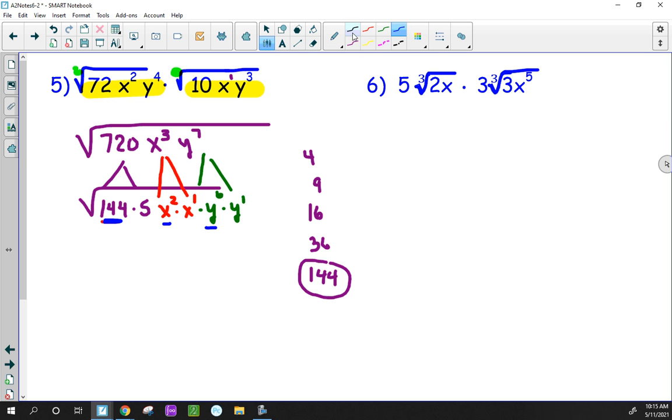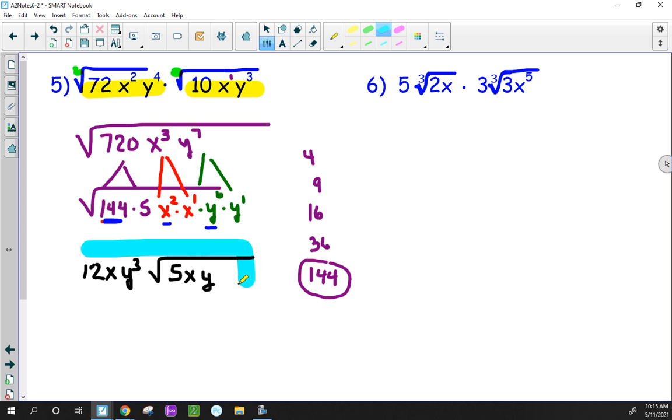Okay, so we are ready to answer. Square root of 144 is 12. 12 times itself is 144. The square root of x to the second is x to the first. The square root of y to the 6th is y to the third. We copy down our radical. Anything that's not underlined stays where it is. So 5 will stay underneath the square root, as well as your x and your y. So this is your answer.